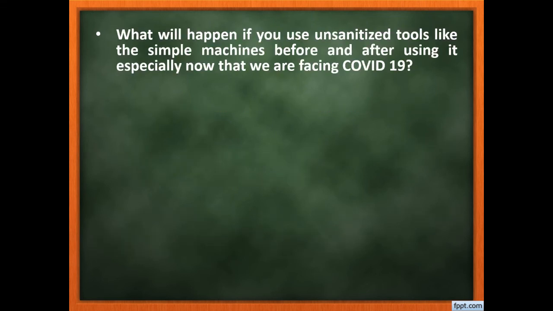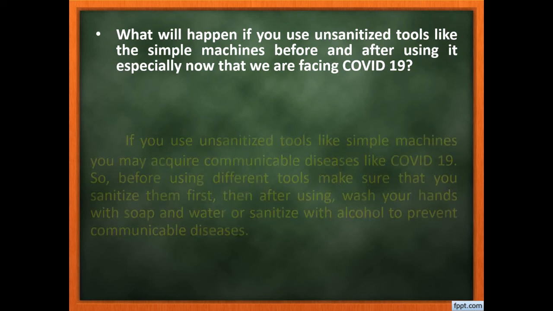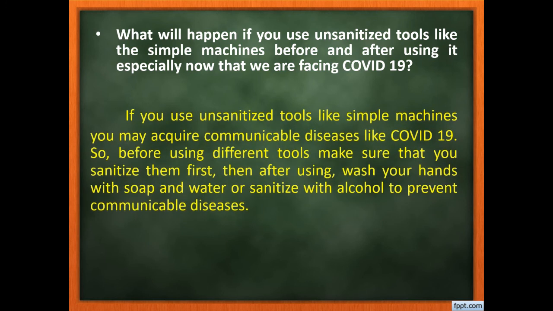What will happen if you use unsanitized tools like simple machines before and after using it, especially now that we are facing COVID-19? Very good! If you use unsanitized tools like simple machines, you may acquire communicable diseases like COVID-19. So before using different tools, make sure that you sanitize them first, then after using, wash your hands with soap and water or sanitize with alcohol to prevent communicable diseases.